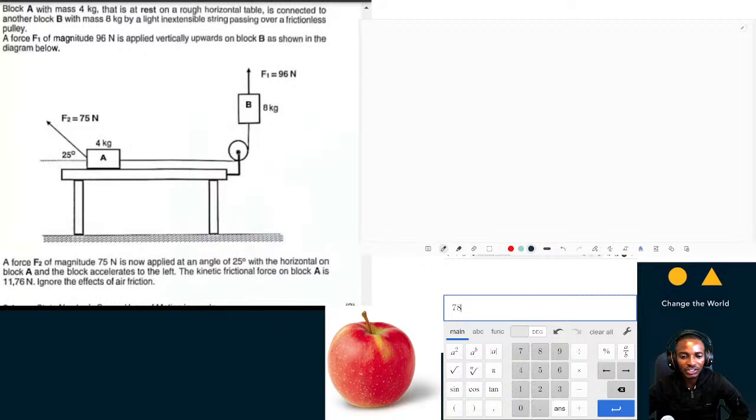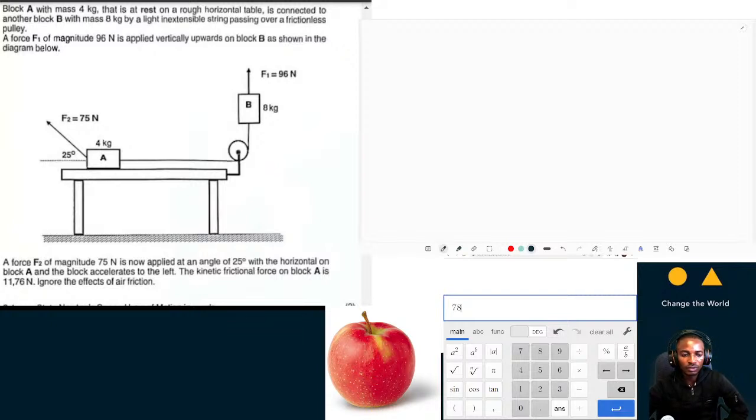The kinetic frictional force on block A is 11.76 newtons. Ignore the effect of air friction. So the frictional force experienced by the 4 kg block will be opposing the motion. So it will be decelerating our system. It will point in the right direction, not in the direction of F2.